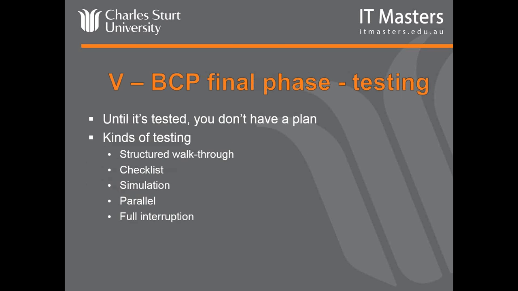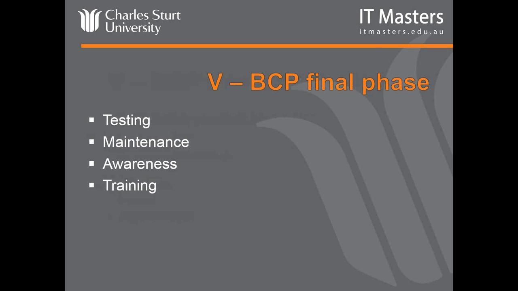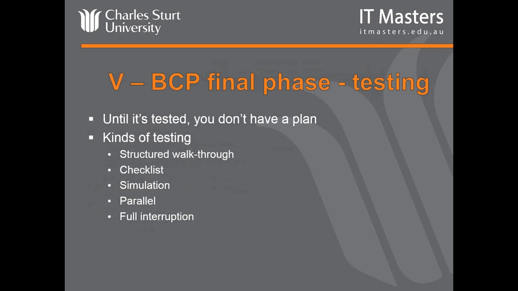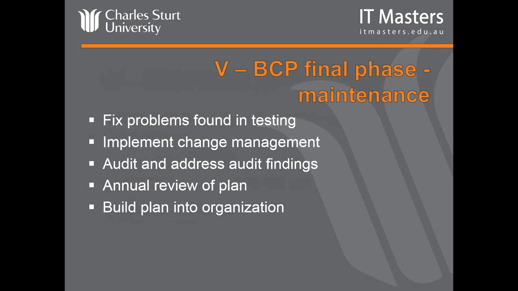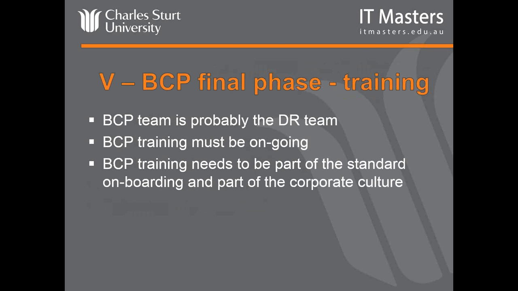Then we can go to our final phase: test, maintenance, awareness, training. This is where it becomes operational again. So testing. If we don't test it, we don't have a plan. So we can do things like structured walkthroughs, checklists, parallel simulation, full interruption. We can look at maintenance phases, problem-founded testing, auditing, building plans, reviewing plans, etc. But we need to make sure that we actually do all this.